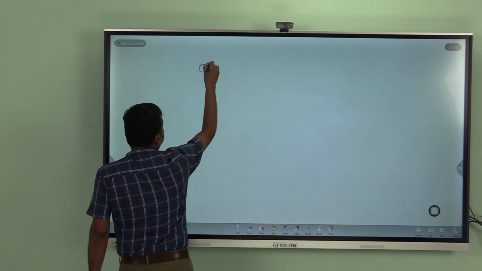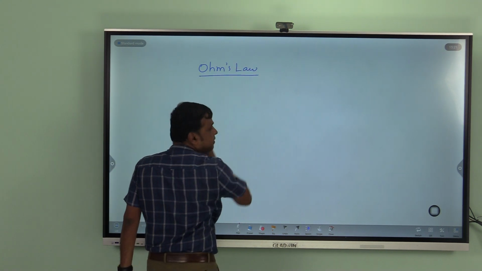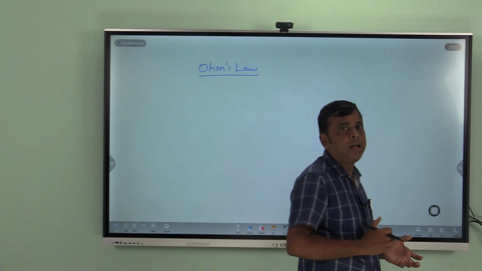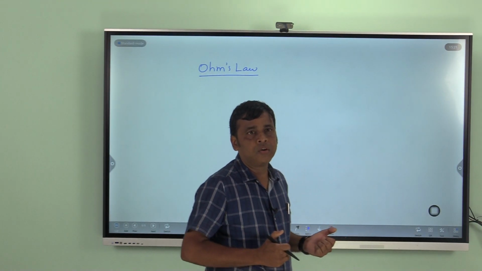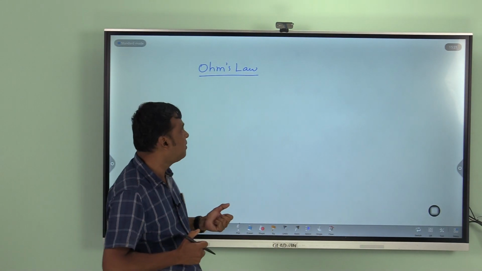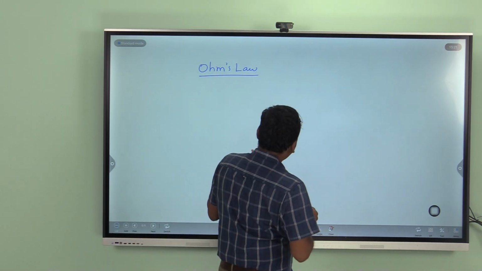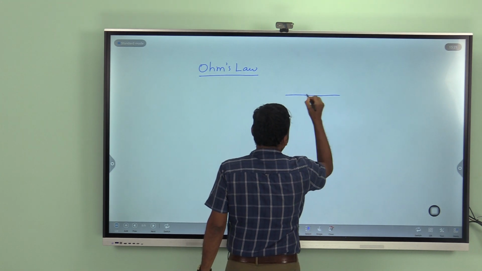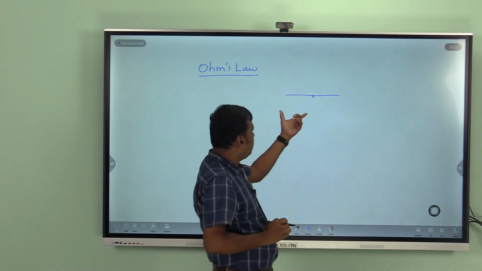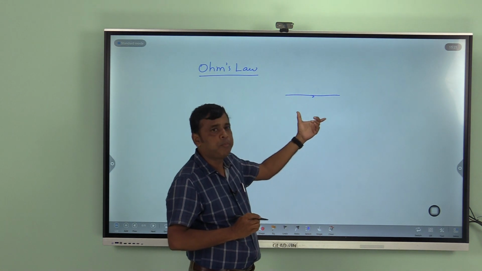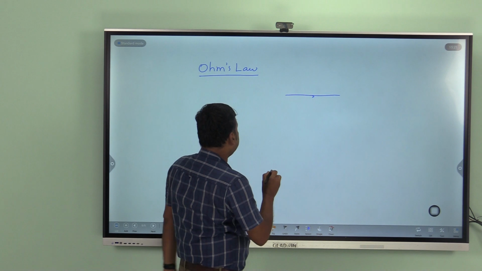What is Ohm's law? A great German scientist developed a uniform formula which helps us to find out the voltage, current and resistance. These are the 3 parameters: the resistor value, voltage value and current value. So, if there is a conductor, the potential difference between any conductor is directly proportional to the current flow through it.